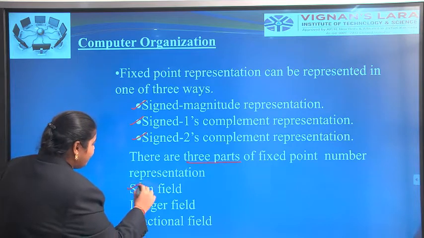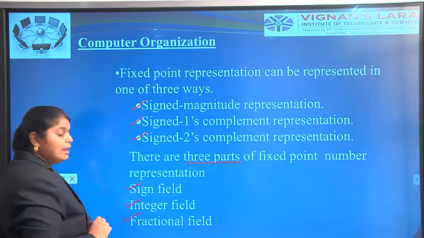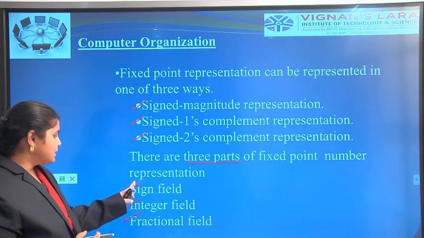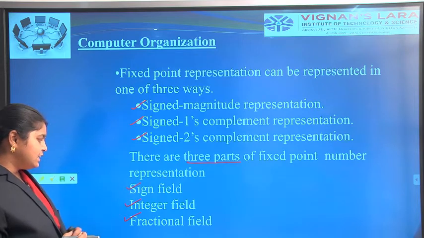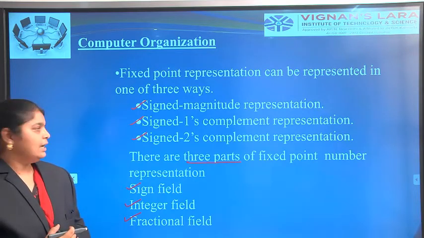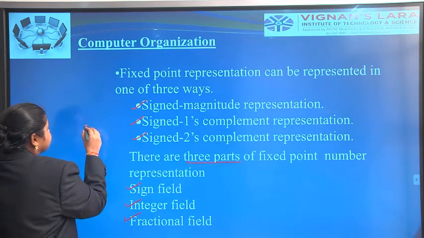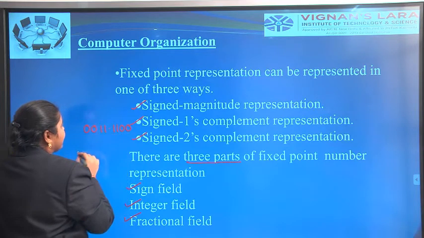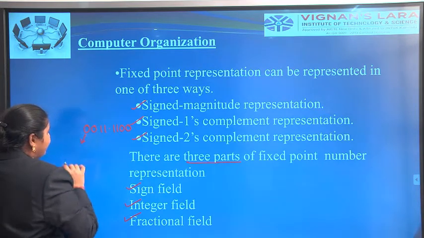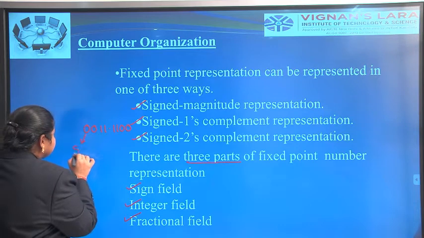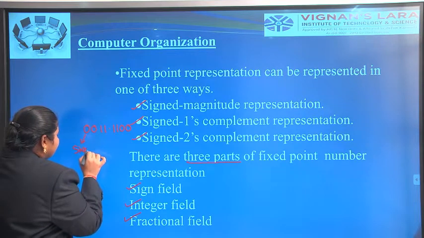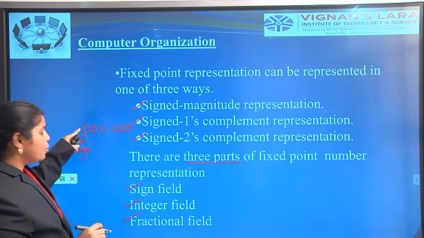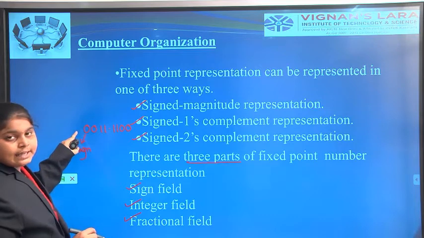The first one is the signed field, integer field and fraction field. From the previous slide we know the integer field and fraction field. Let us discuss what the signed field, the integer field and the fractional field are. For example, take 0011.1100. Here the most significant bit is the signed field. Here it is a 0. 0 means a positive number, and if it is 1, it is a negative number.